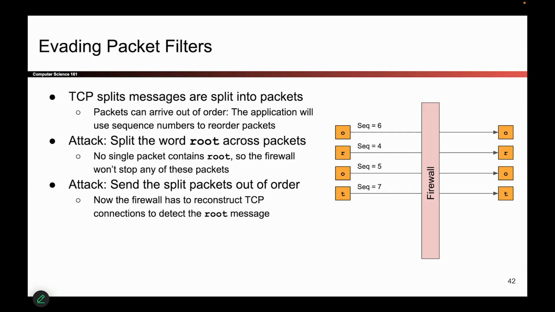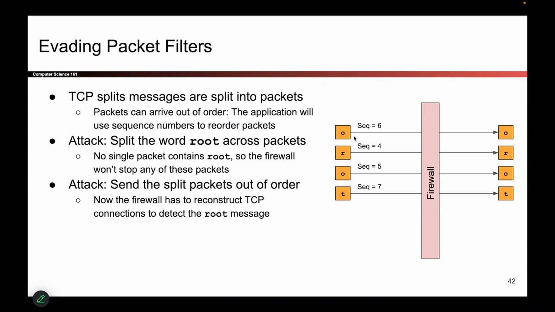When they reach the server, it is going to reconstruct the original message by putting all of those letters together, and the word root has arrived at the server. So the attacker has gotten around the firewall by splitting the word up across individual packets, and the firewall is not going to notice any of those individual packets. So what if your firewall gets smarter?